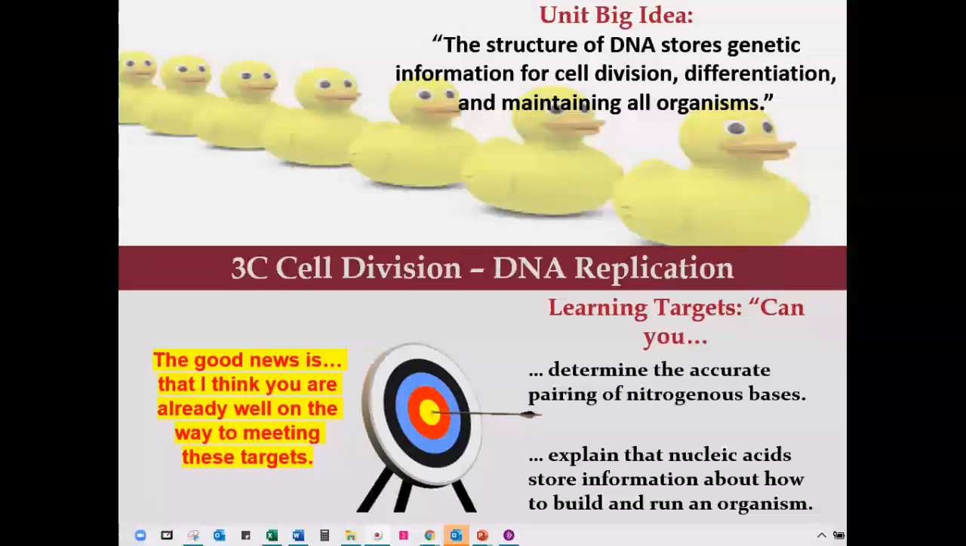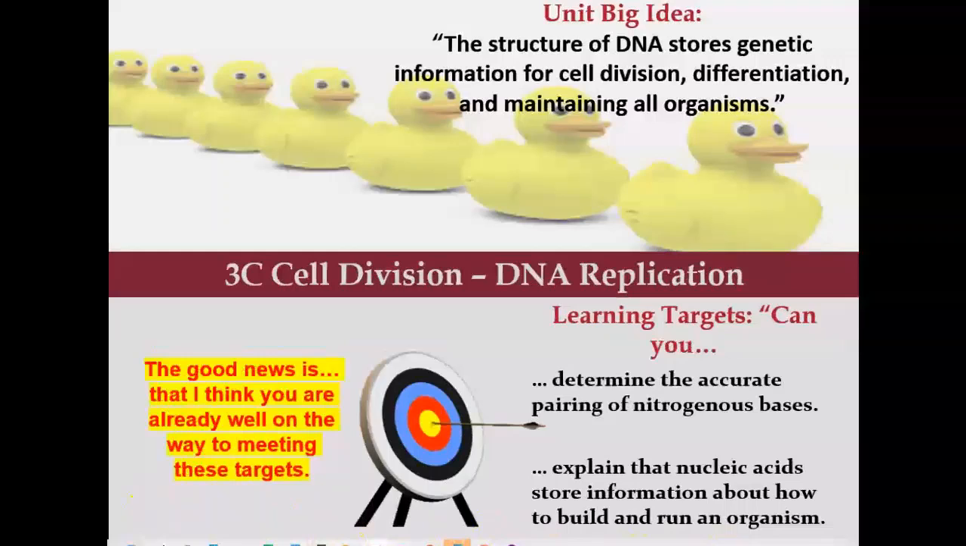Welcome back to biology. We are still working on Unit 3C, where we're looking at cell division. Today we're going to focus on DNA replication. The big unit idea stresses that the structure of DNA stores genetic information for cell division, differentiation, and maintaining in general all organisms. But in order to make new cells in cell division, we have to be able to replicate or duplicate the DNA that we have accurately.